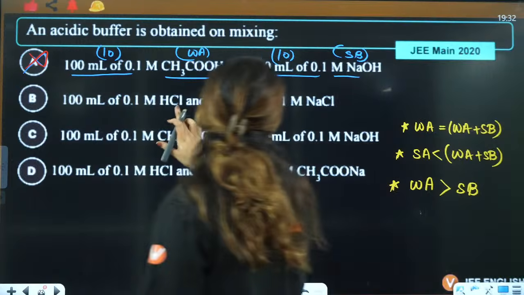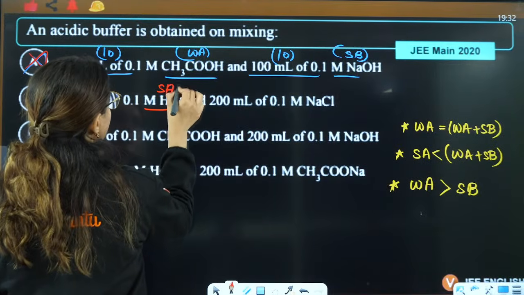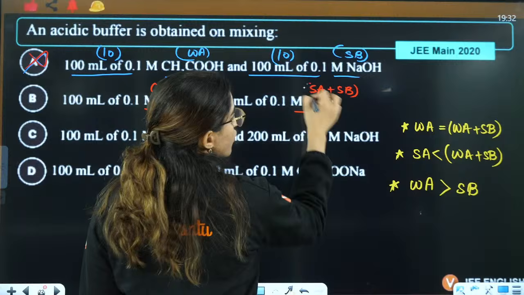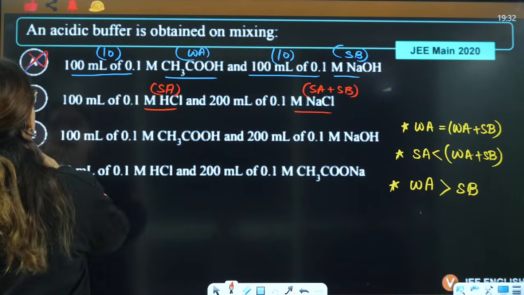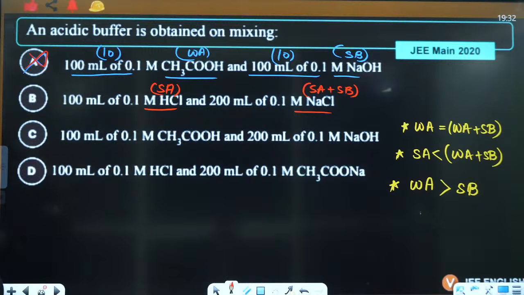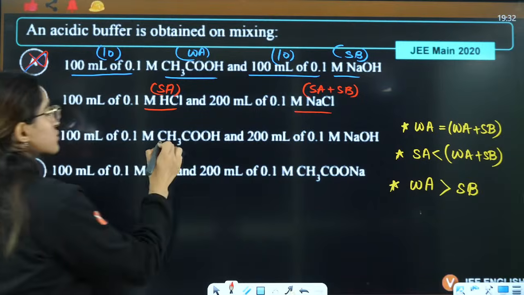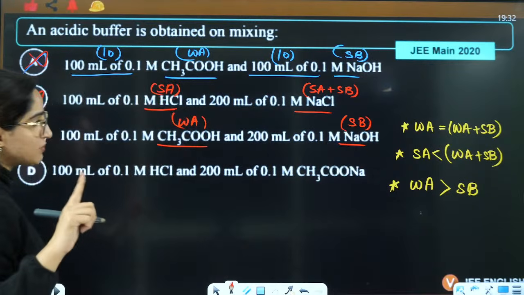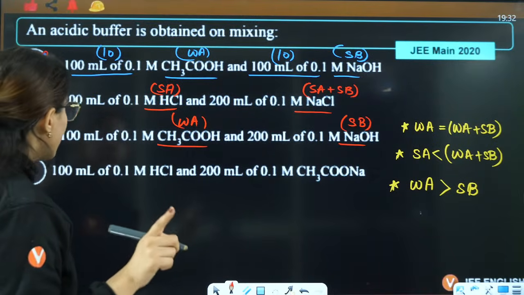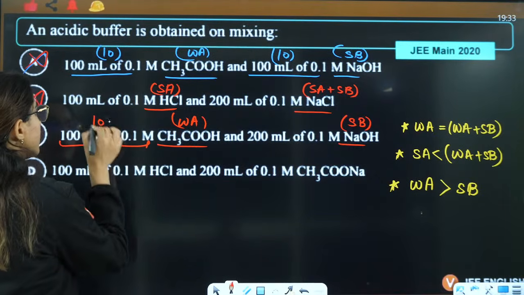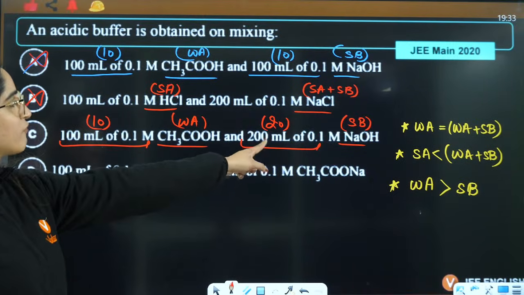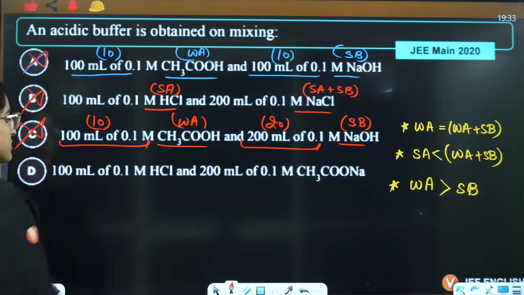Now if I say this is a strong acid and you have a salt of strong acid plus strong base, no condition like that exists. So definitely this is also ruled out. Okay, so this is a weak acid and this is a strong base. Again you have the same thing, weak acid and strong base. But here the number of moles is 10, and here the number of moles is 20 millimoles, sorry. And here the strong base has more moles. So this is also not correct.